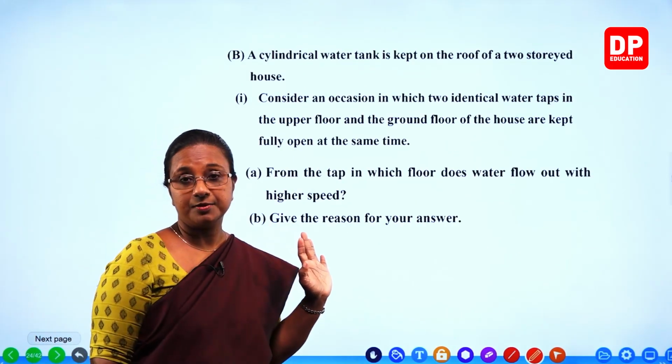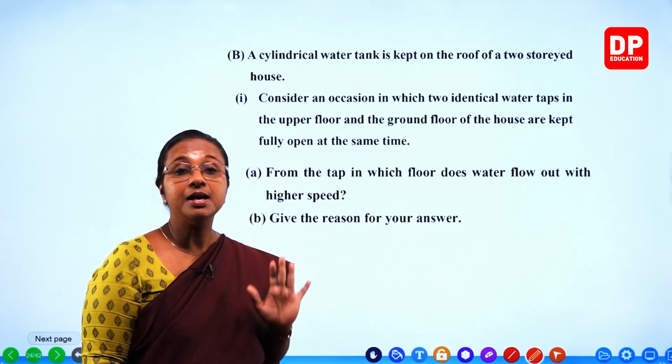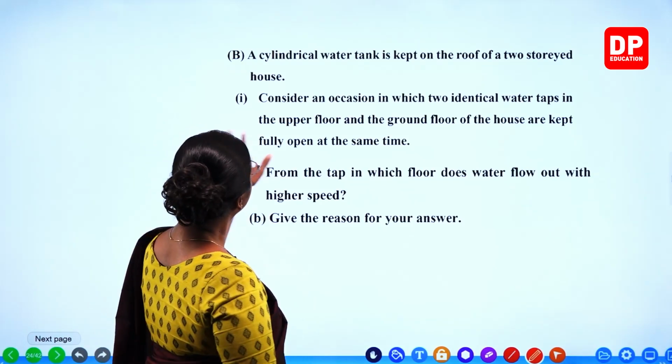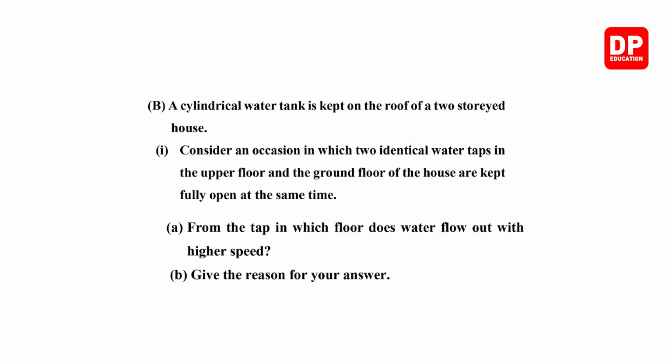This is B part. Now, so far we discussed the A part of the 8th question. You saw it was a biology related question. But now it is the B part. If you read the question, a cylindrical water tank is kept on the roof of a 2-storied house. You all know this is a physics related question. So when I explained the paper format, I told you all there are questions where different parts of science, that is either biology, physics or chemistry, can be combined together as different parts of the question. So this is one such question.